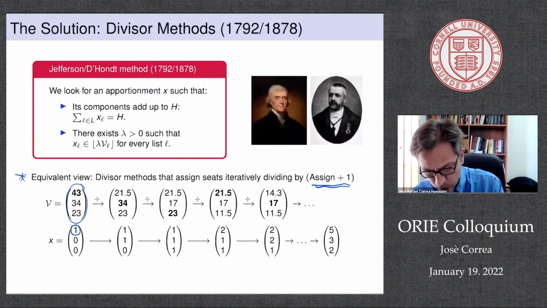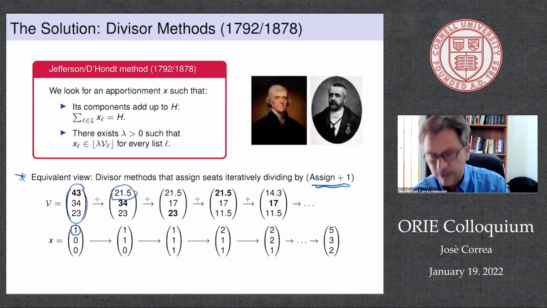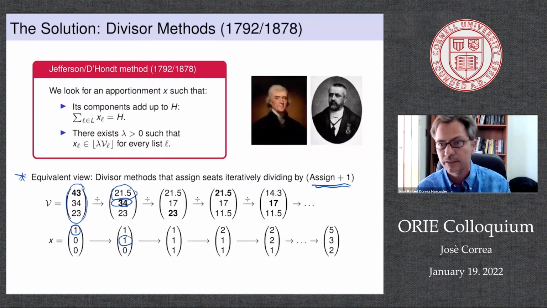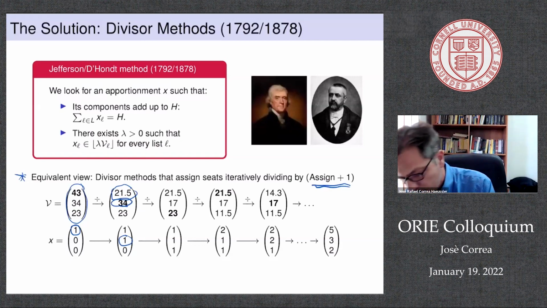So my new vector will be 43 divided by 2, which is 21.5, and the 34 and the 23, I just divide by 1, so 34 and 23. Now I look at the largest number here, and I realize that it's the 34. So I assign a seat to list number 2. And now I continue doing the same thing. I now divide again the first number by 2, the second number by 2, and the third number by 1. I look at the largest number. This ends up being the last one. I assign a seat and continue, and so on, until I have allocated all the seats I wanted to allocate. In this case, it's 10 seats. So we end with this vector.